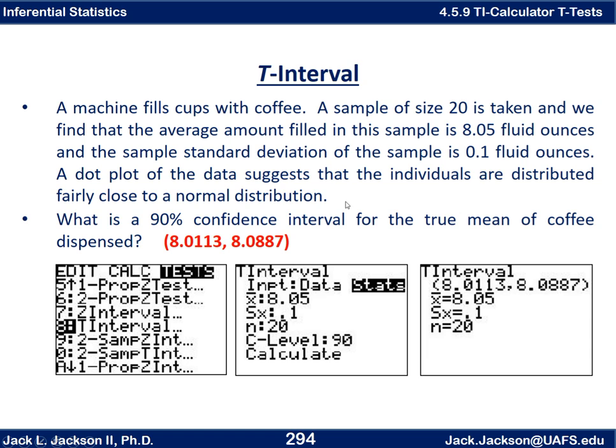Okay, well, we've done this before, and on the TI-84 at least, we go to Stat, go to Test, go down to number 8, which is a T interval. This is from statistics. We put in the x bar is 8.05, the Sx is 0.1, n is 20, confidence level is 0.90, and then calculate. Here's our T interval right here, and it tells us x bar, S, and n as well. So we're 90% confident that the true mean of coffee is somewhere between about 8.01 and 8.09.